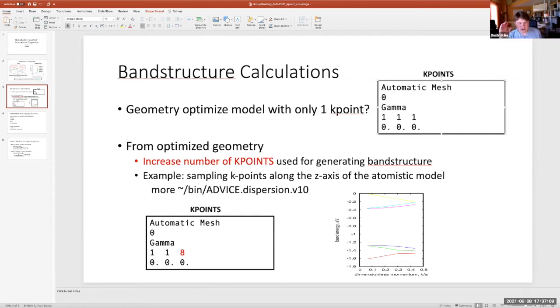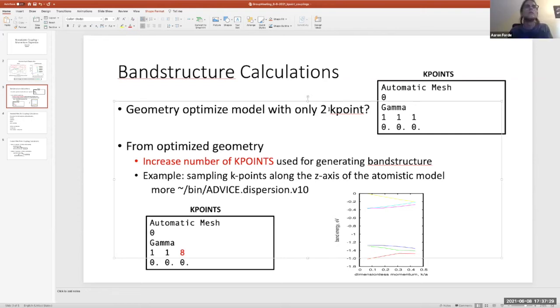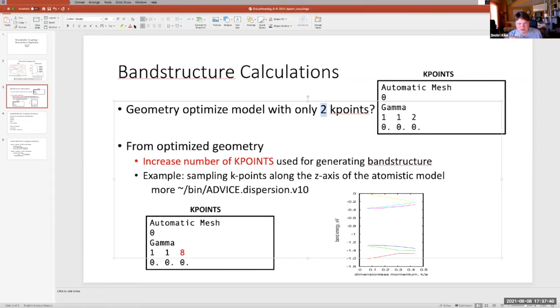Aaron, for geometry optimization, one needs to have at least 2 K points in each direction where there is a periodicity, and it may change the geometry. It's just a rule of thumb. If there is no periodicity, then it doesn't matter. But if it is a flexible material or a metal, then results may depend. So two is safer.